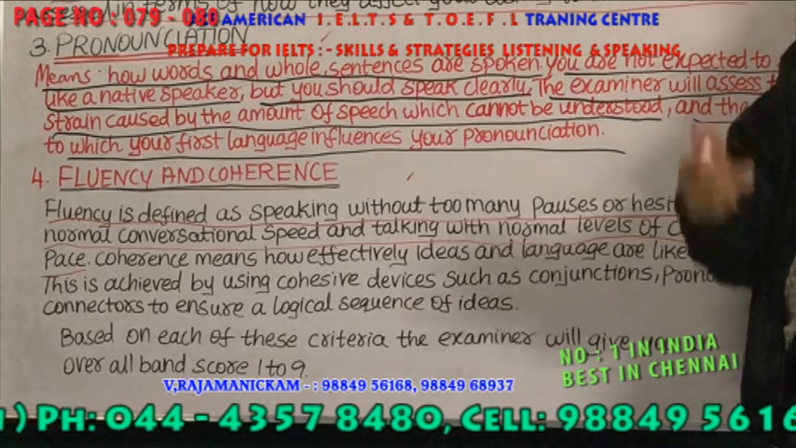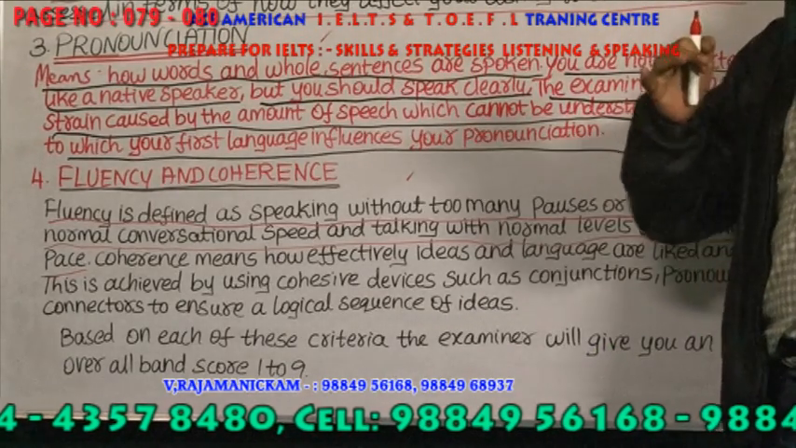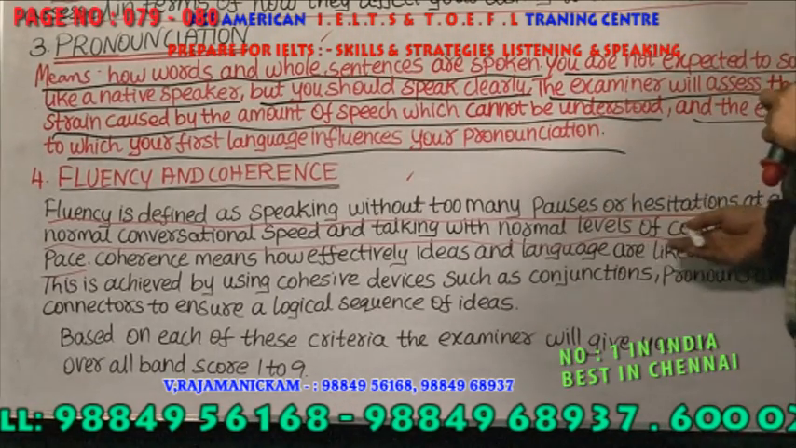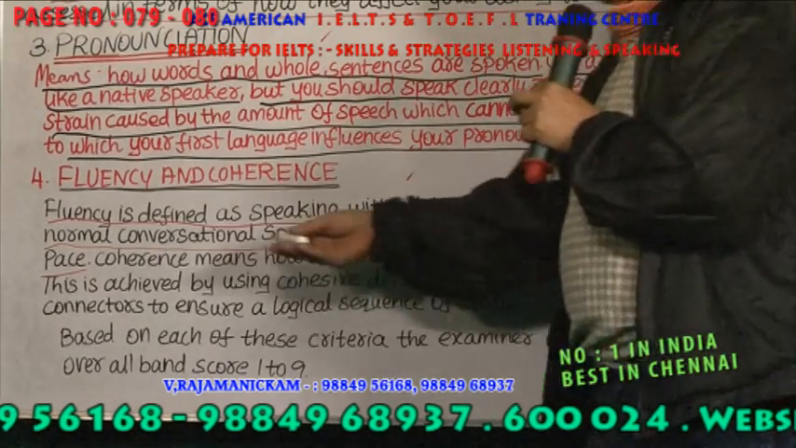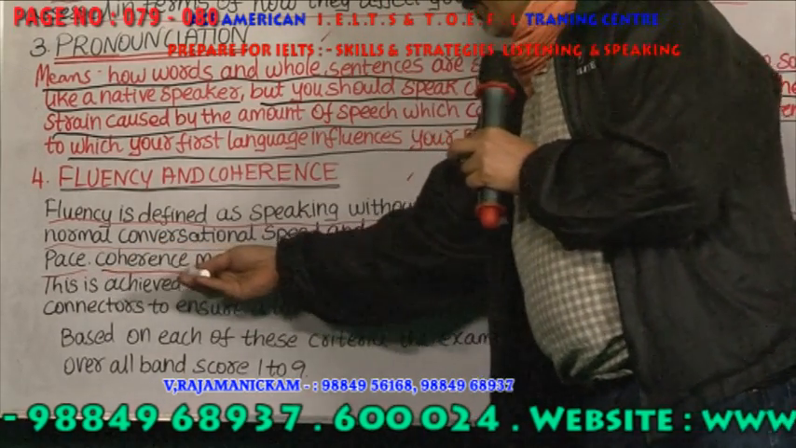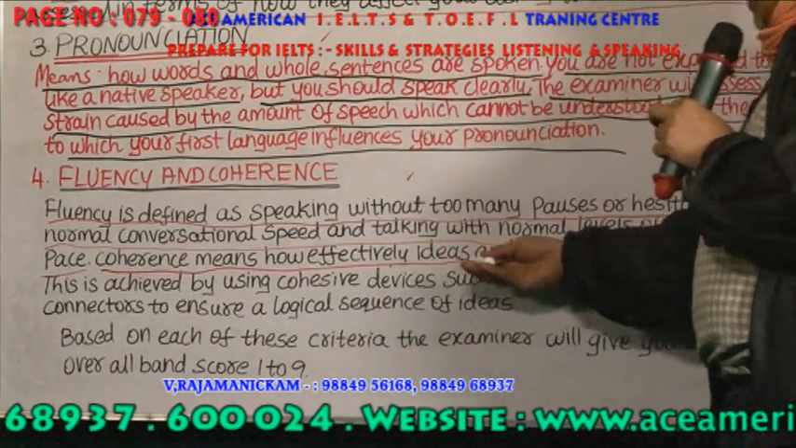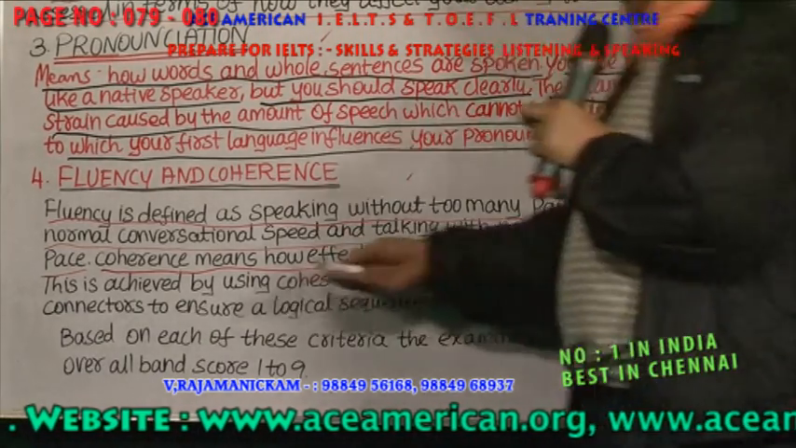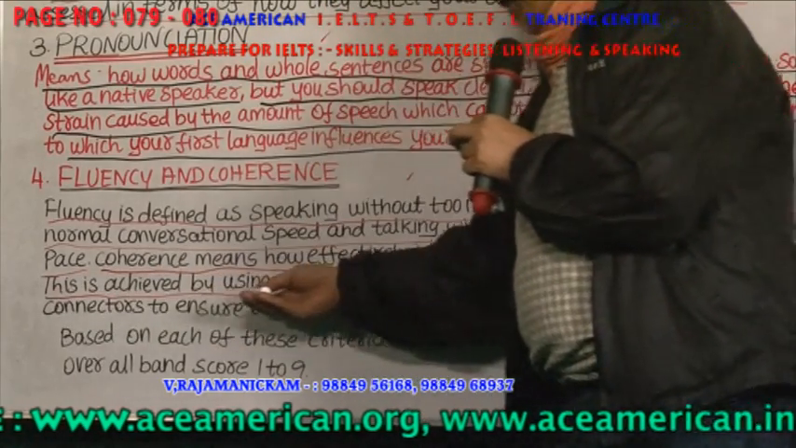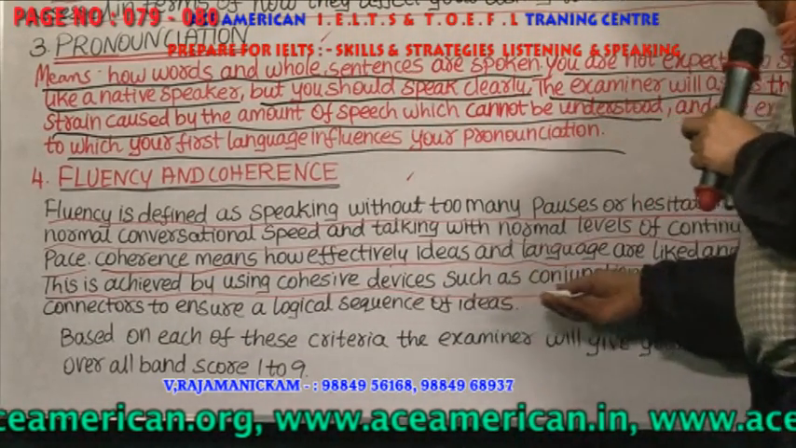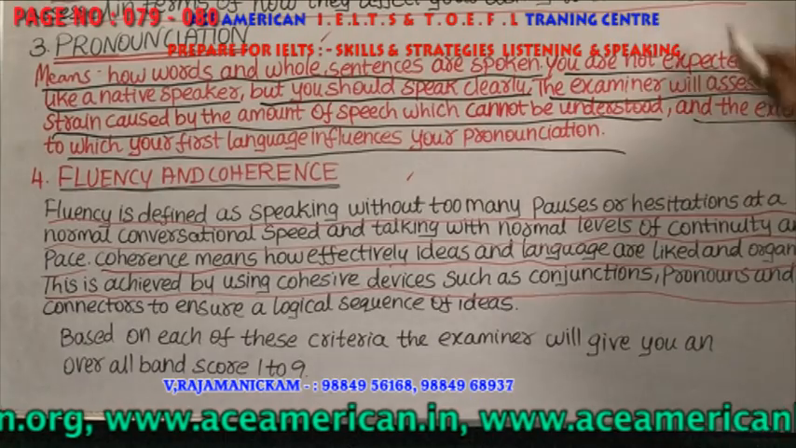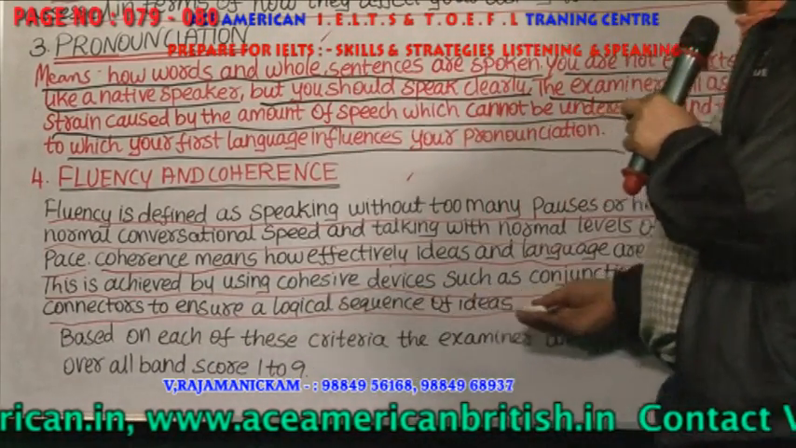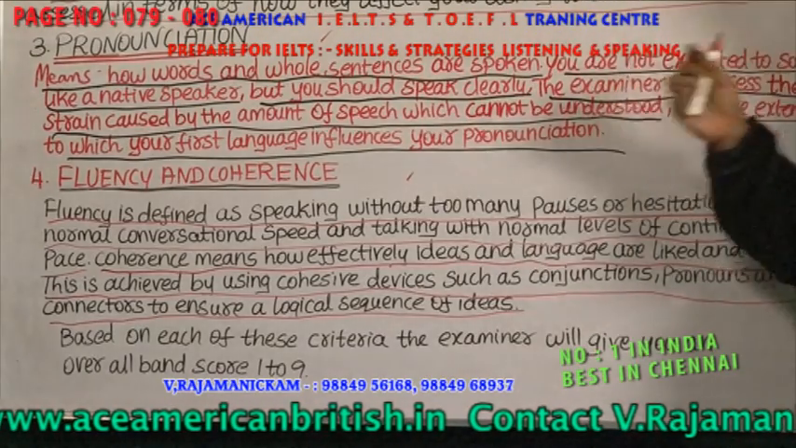Coherence means how effectively ideas and language are linked and organized. This is achieved by using cohesive devices such as conjunctions, pronouns and connectors to ensure a logical sequence of ideas. What do you mean by coherence? Coherence is arranging the ideas one by one. You're not overlapping. It should be arranged in order and organized. This is achieved by using cohesive devices.